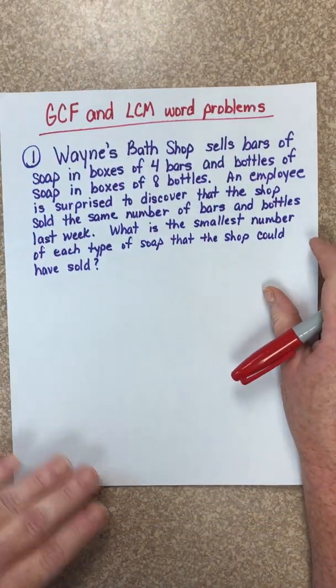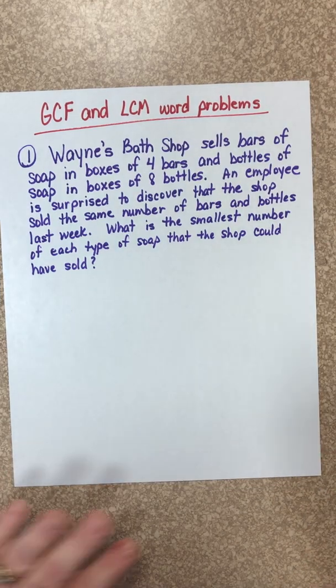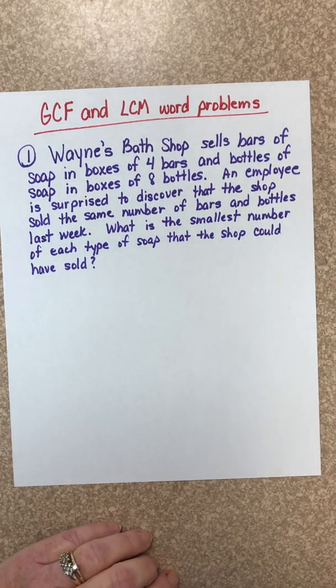Let's look at the first. Wayne's Bath Shop sells bars of soap in boxes of 4 bars and bottles of soap in boxes of 8 bottles. An employee is surprised to discover that the shop sold the same number of bars and bottles last week. What is the smallest number of each type of soap that the shop could have sold?